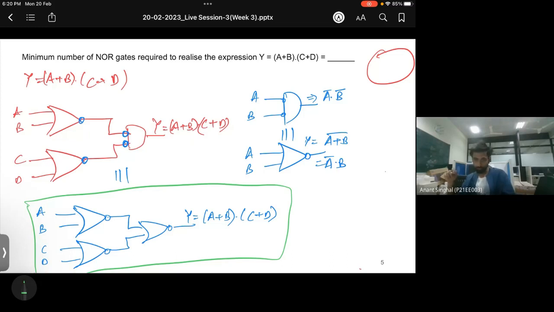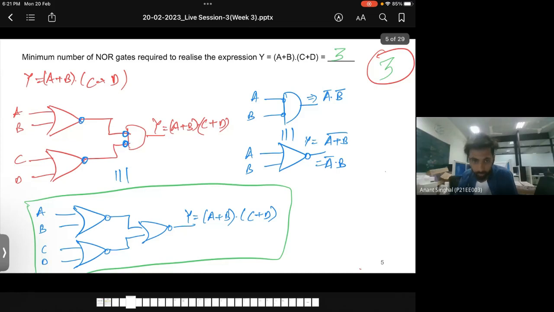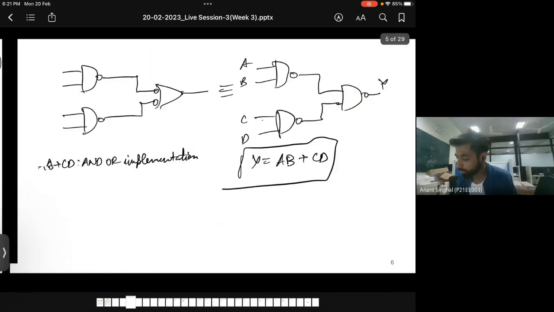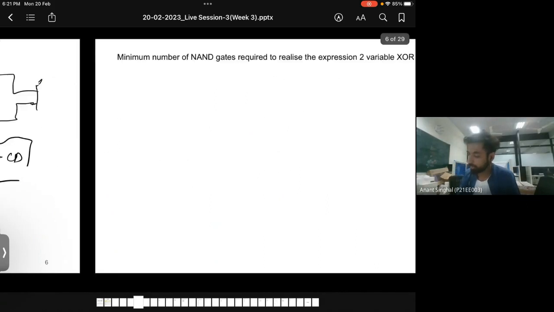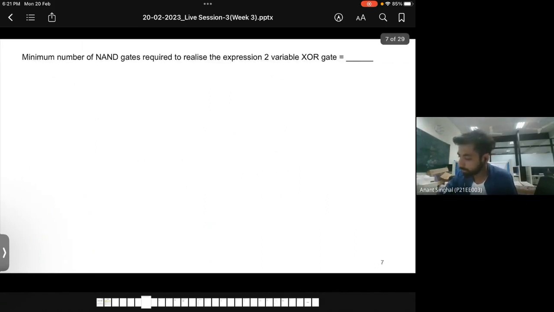Is there any doubt? If you understood, please respond. Okay. So yeah, the correct answer to this question will be three only. All of those who have solved it have given the correct answer. Now I'll try to make something else. Yeah, now try this question.